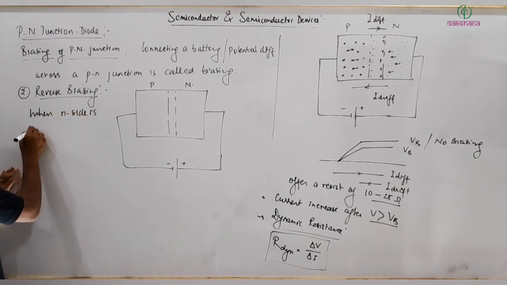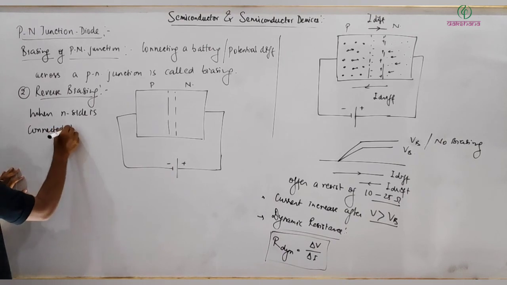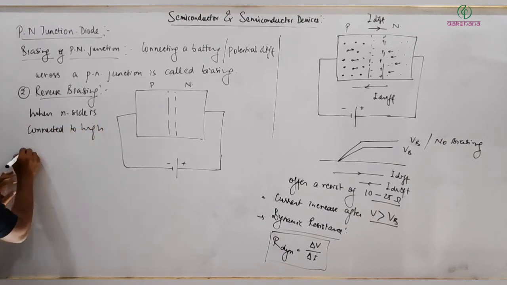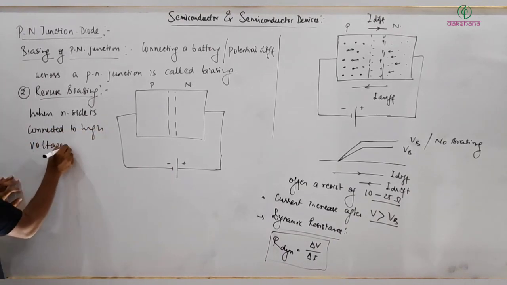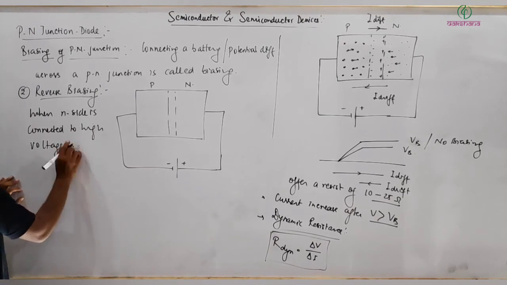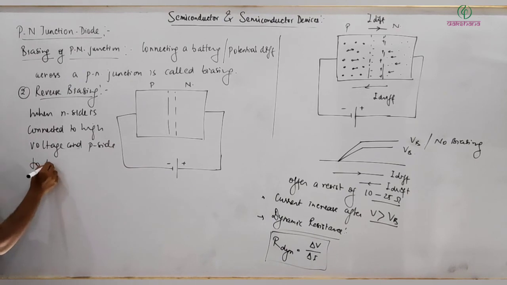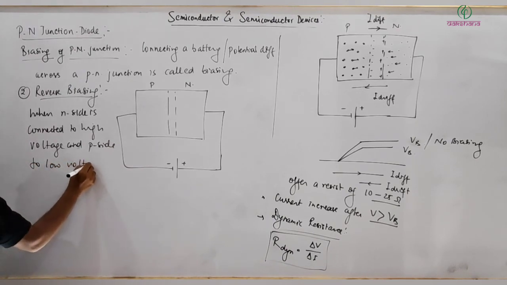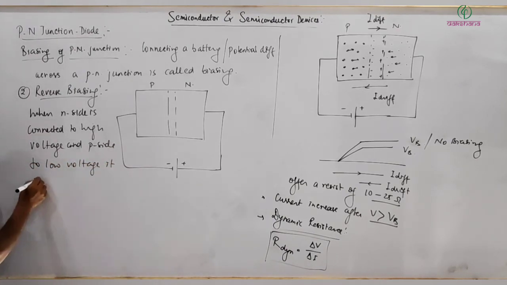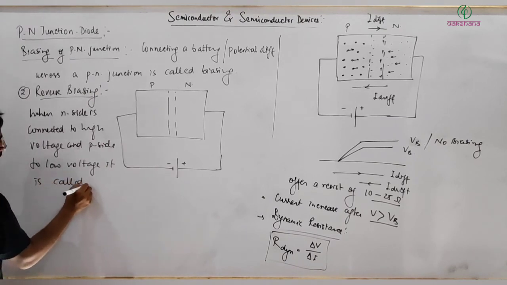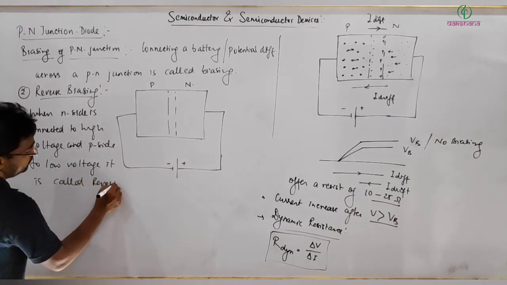So when the N side is connected to high voltage and the P side to low voltage, it is called reverse biased.